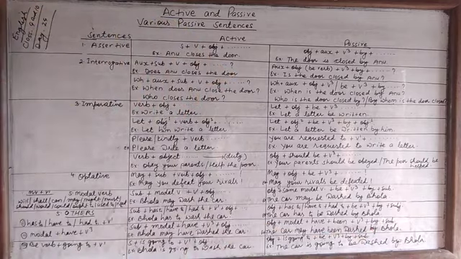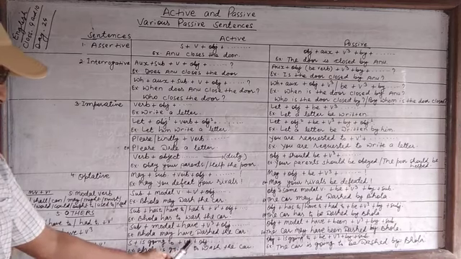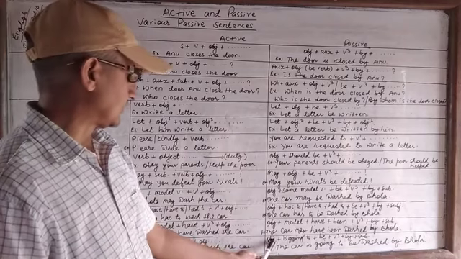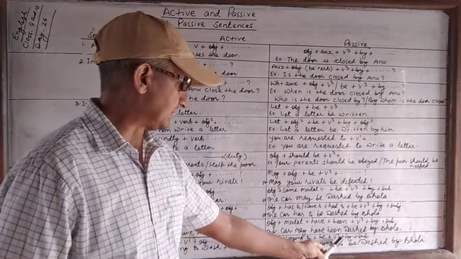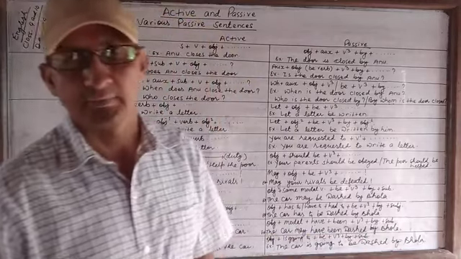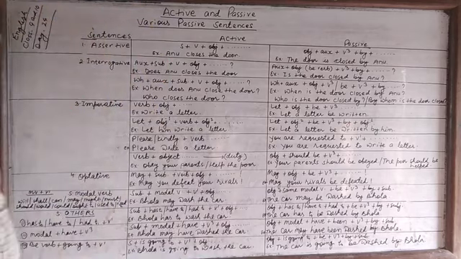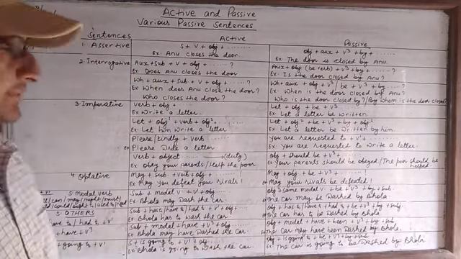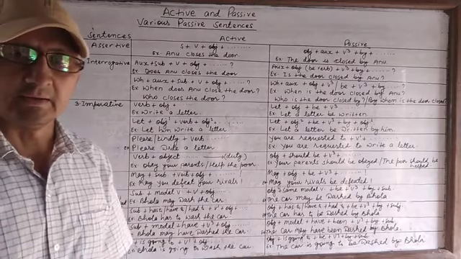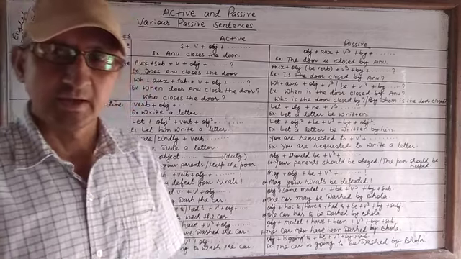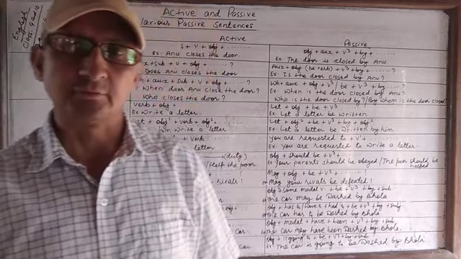Now the last structure is be verb plus going to plus V1. Active structure is subject plus is going to plus V1 plus object. The example is Bola is going to wash the car. Its passive structure is object plus is going to plus be plus V3 by plus subject. The example is the car is going to be washed by Bola. By following this table and learning different passive sentences, you can easily change from active voice to passive voice. Telling this much, I want to conclude my today's class. Thank you for watching the video.